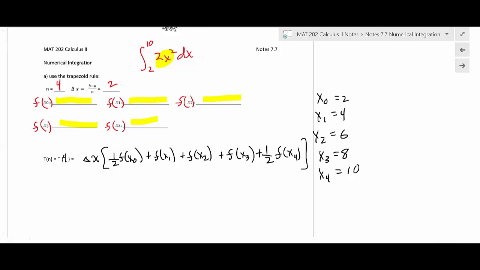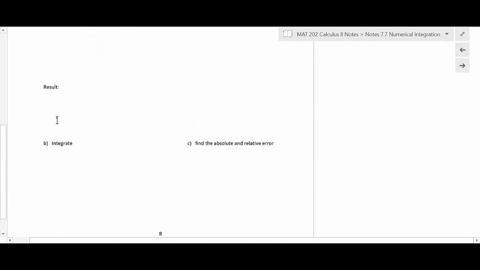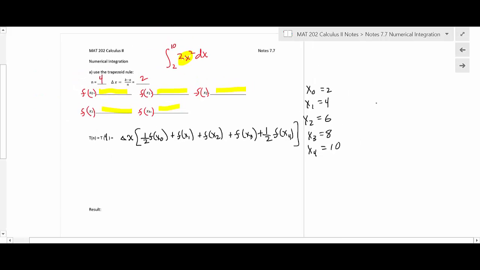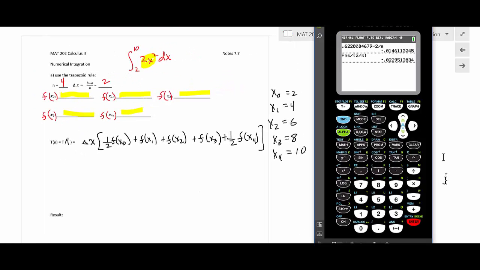All right. So I'll give everybody about 5 minutes to do that. Then when you go to the next page, at the bottom of the page, I want you to do the exact integral and then find the absolute and relative error. I'll give you about 5 minutes to work through that, and then we'll see if we're on the right track with this.